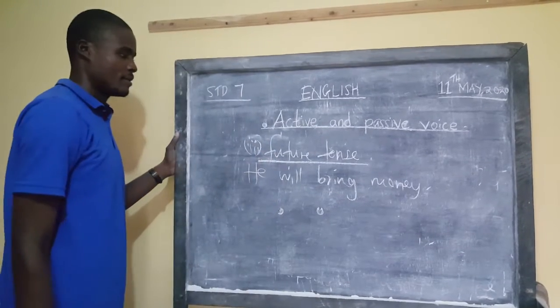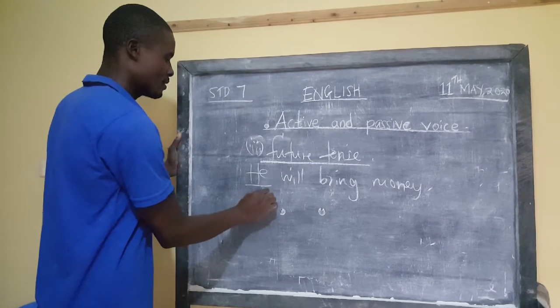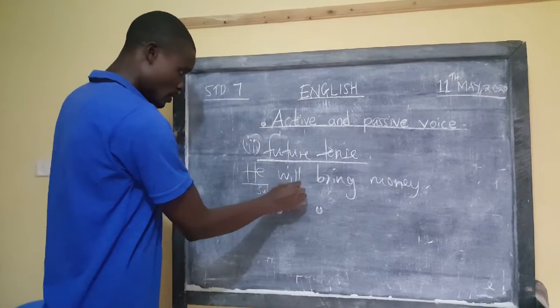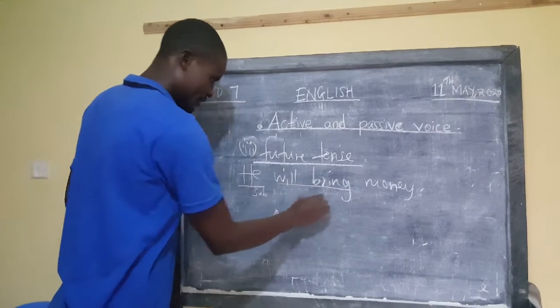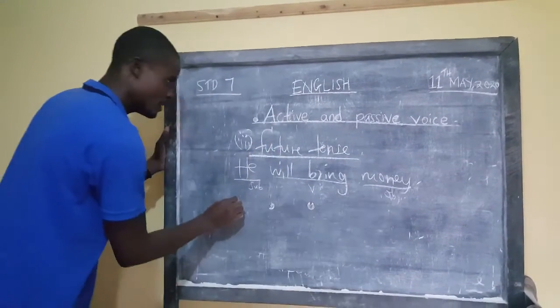He will bring money. So, we shall identify: he is the subject, will bring is the verb, and money is the object. We begin with the object, money.